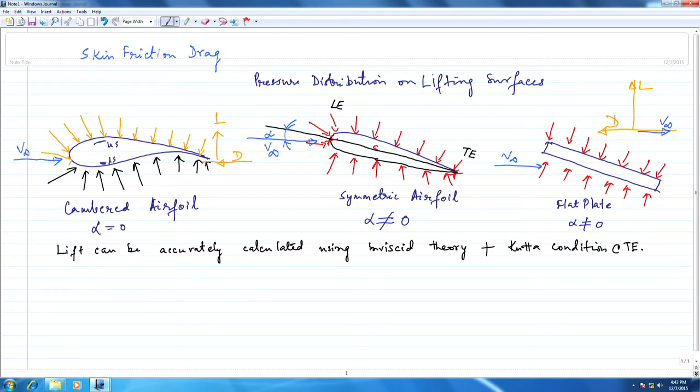However, if you want to predict drag using the same theory, it results in zero drag. That's because if you do the integration on a closed surface like this, the components kind of cancel out, and let me see if I can draw this.